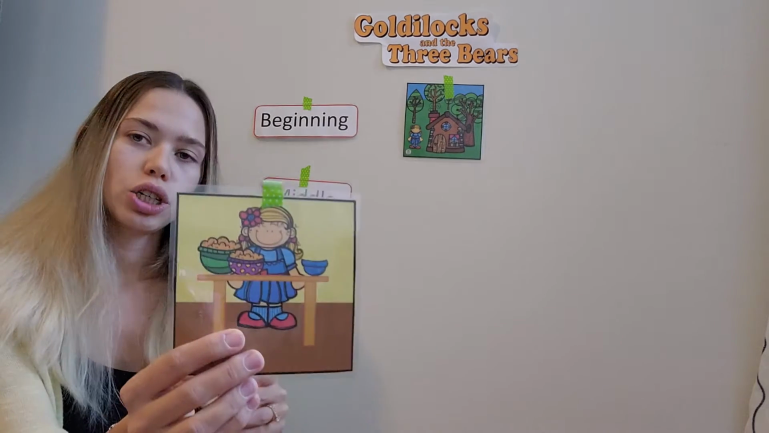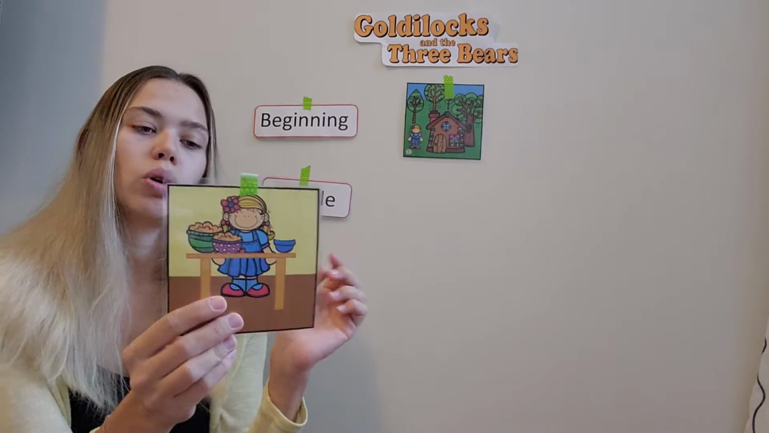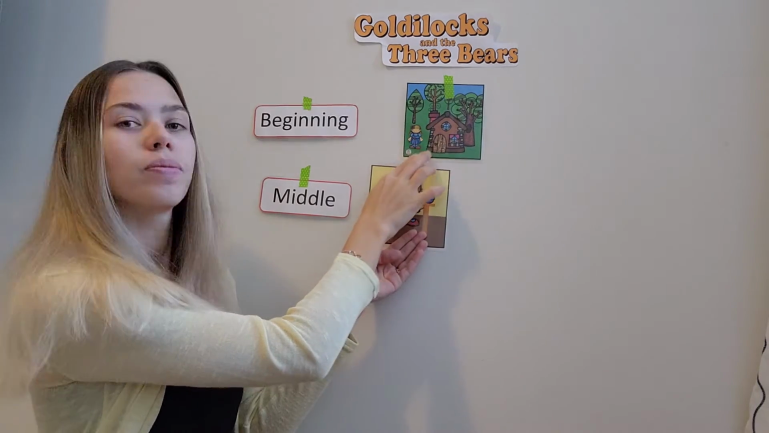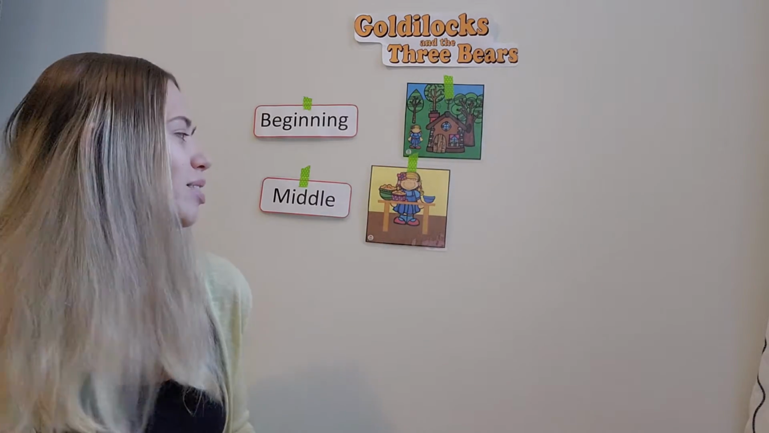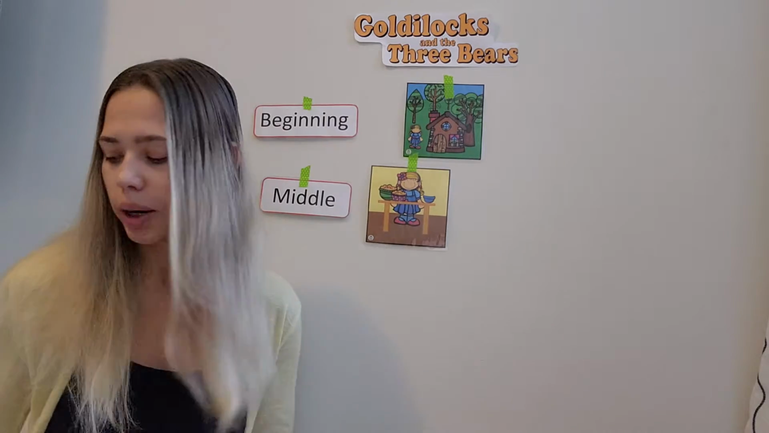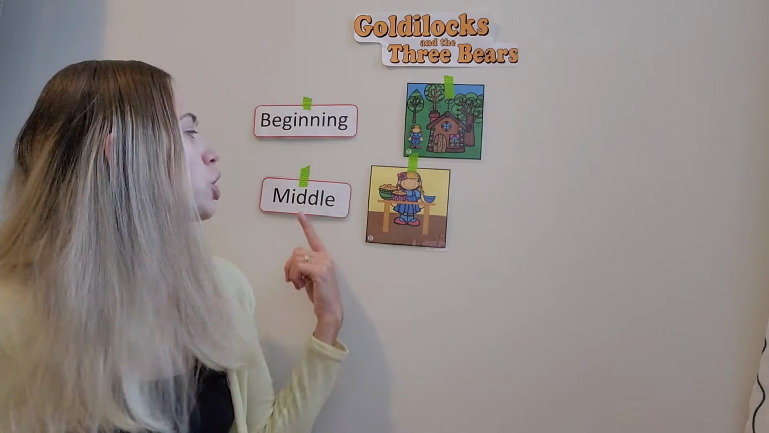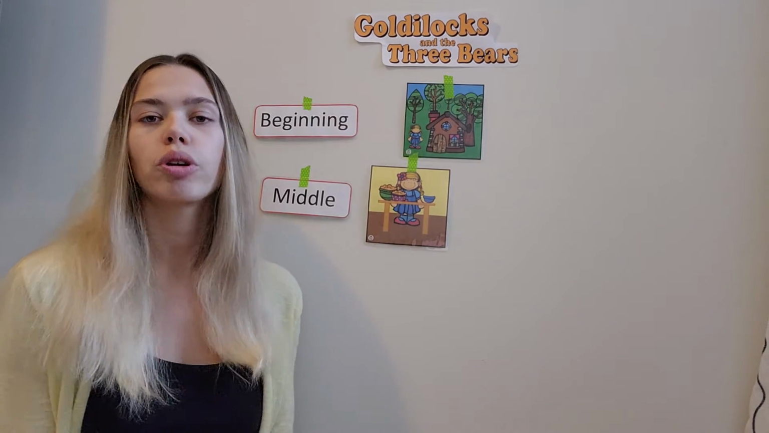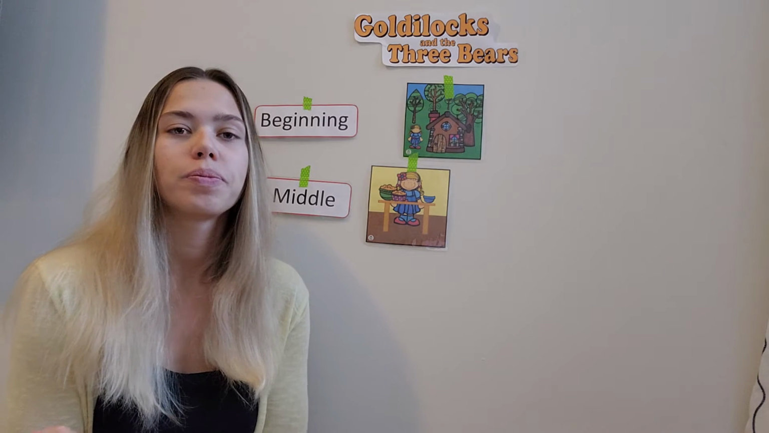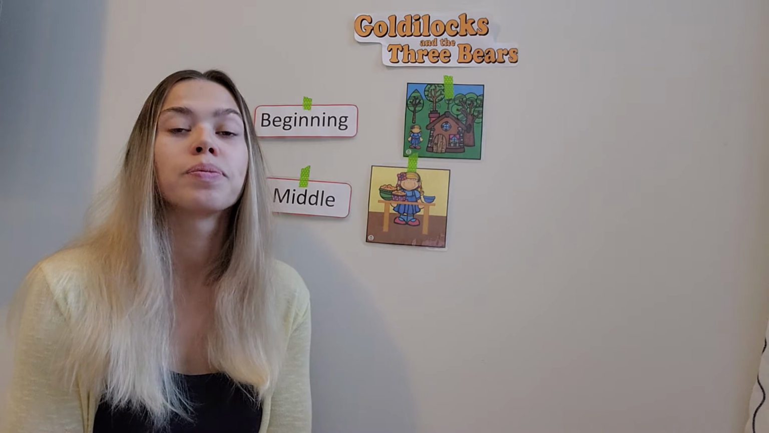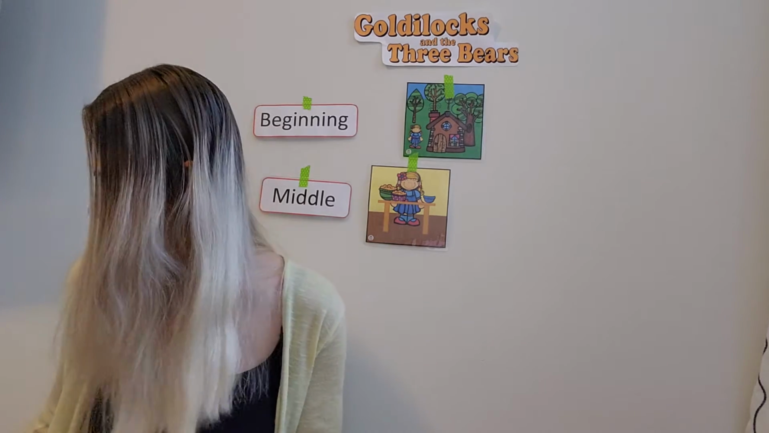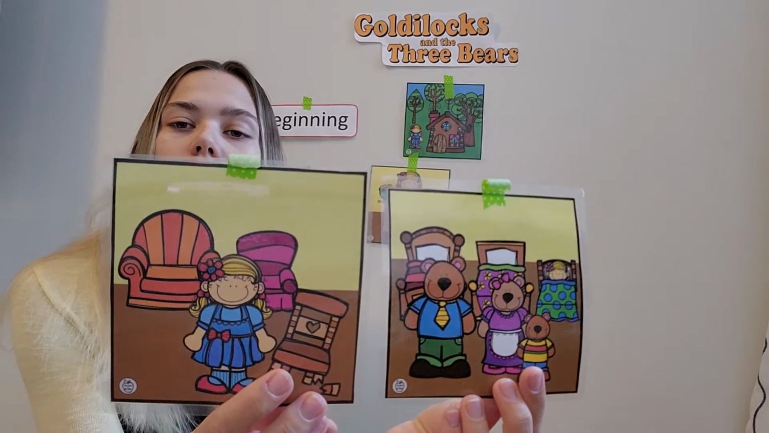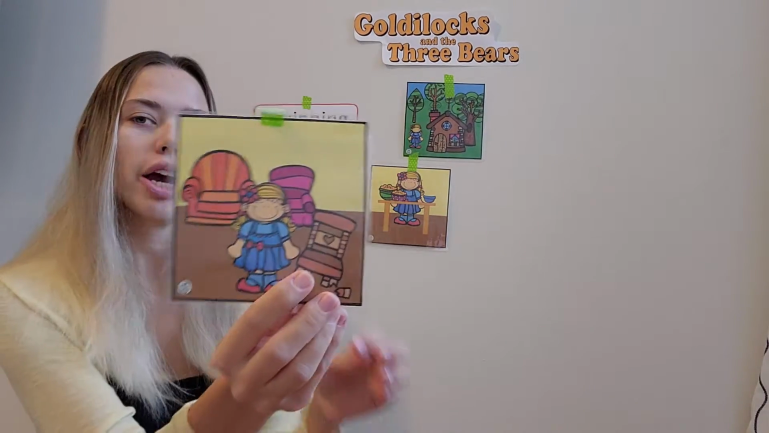So as you said, she tried all of the porridge, and which one did she like most of all? Yes, very good, thank you. The baby bear's one. Great. What happened after she tried the porridge and ate the baby bear's porridge? What happened after that? Yes, Amelia. Okay, great point. So which of these two pictures are we going to put next? Yes, the one with the chair, right?